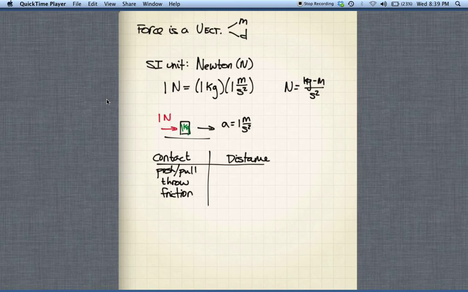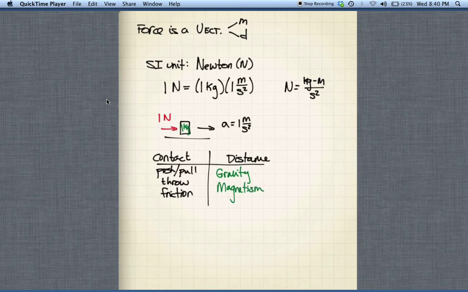transmit a force. For example, in order to impart a force on your computer monitor, you have to be touching your computer monitor. So that's a contact force. A distance force, on the other hand, is something that does not require physical contact in order to transmit a force. Examples of this include gravity and magnetism.